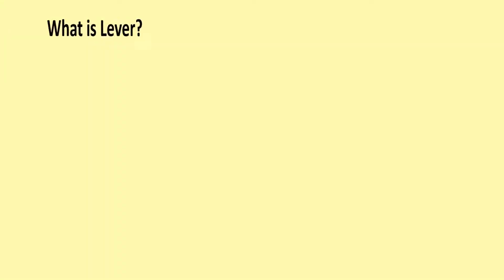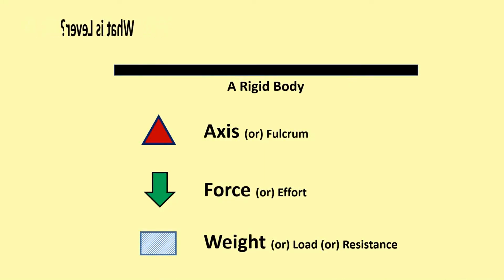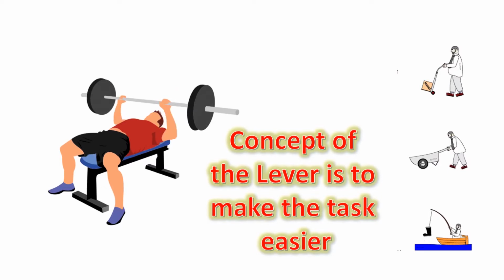Dear learners, we are going to learn about the principles of levers and its application. First, we should know what the lever is. A lever is nothing but a rigid body that consists of three aspects, namely axis, force and weight. In fact, the concept of the lever is to make the task easier.